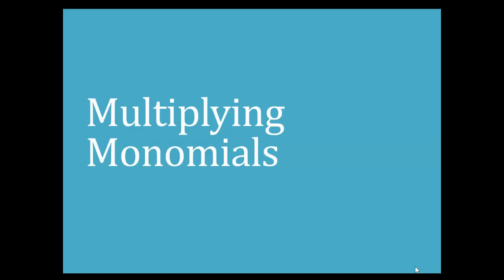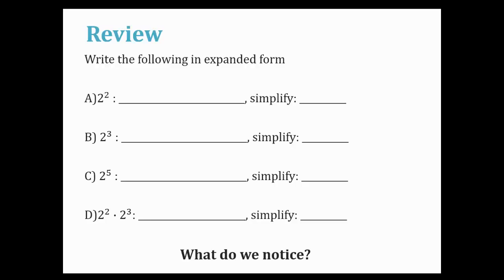Hey everyone, now that we know how to add and subtract polynomials, we're going to move into multiplication, and we're going to start with multiplying monomials, meaning only one term at a time. So before we really get into working with variables, let's just review some work with exponents. The instructions say write the following in expanded form. So instead of using exponents, we're going to write them in expanded form.